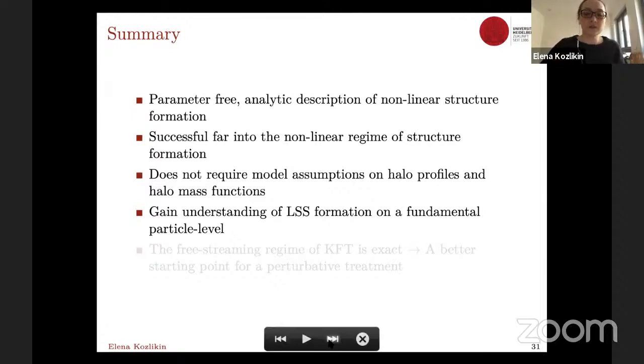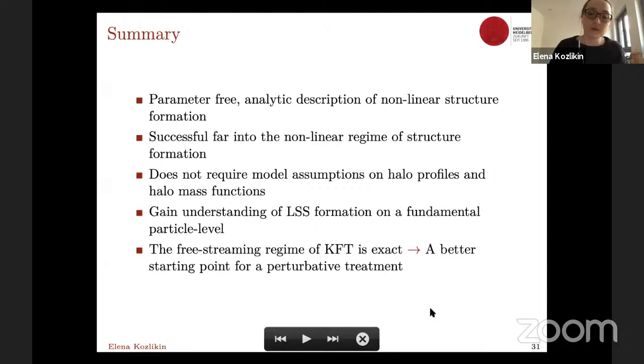And we think that the free streaming regime of KFT, since it is exact, is a better starting point for a perturbative treatment. So I will stop at this point.